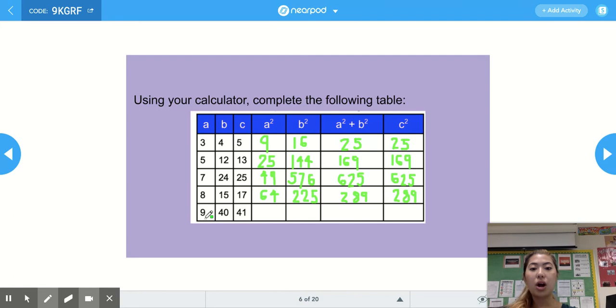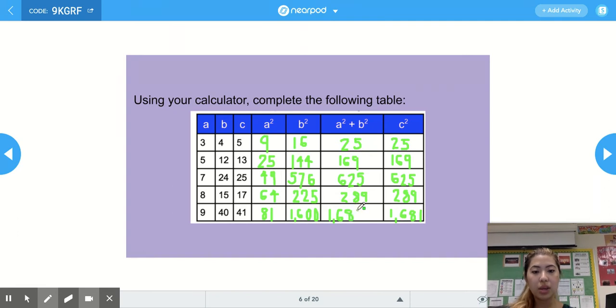And then our last row, we have A is 9, B is 40, C is 41. 9 squared is 9 times 9, which is 81. B squared is 40 times 40, which is 1600. And 41 squared is 41 times 41, which is 1681. If we add together 81 plus 1600, we'll also get 1681.